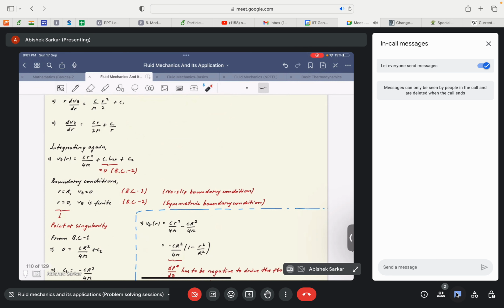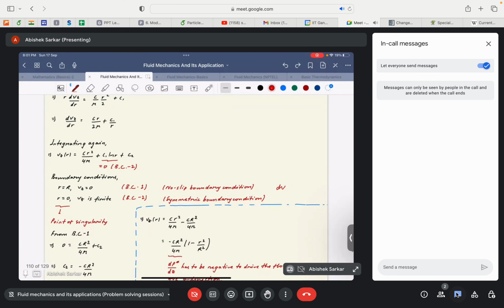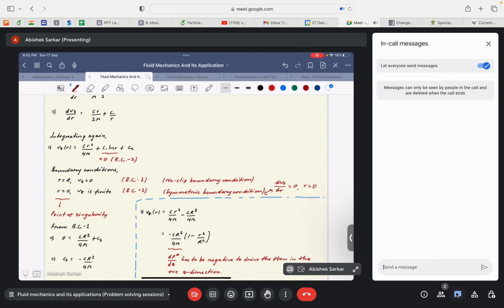We have two boundary conditions. At r equal to capital R, vz equals 0, from the no-slip boundary condition. At r equal to 0, vz is finite. This comes from a symmetric boundary condition, so it can also be written as dvz/dr equal to 0 at r equal to 0. These two are the same; this basically implies a symmetric boundary condition.